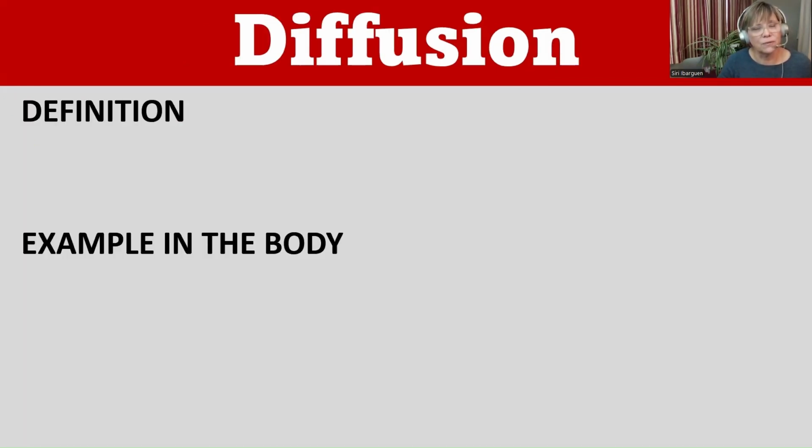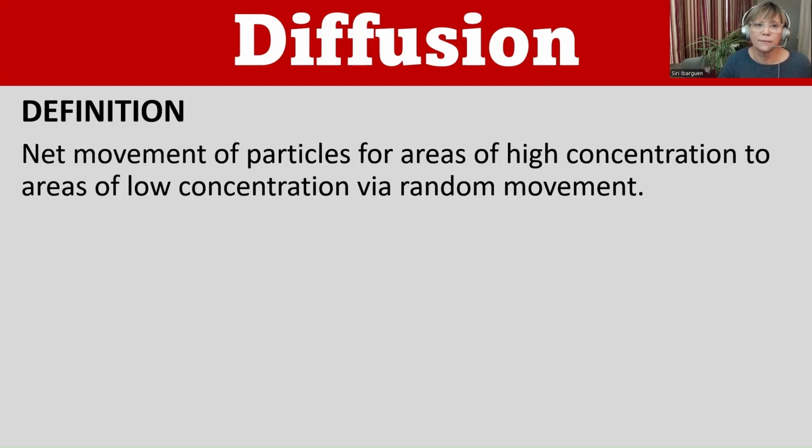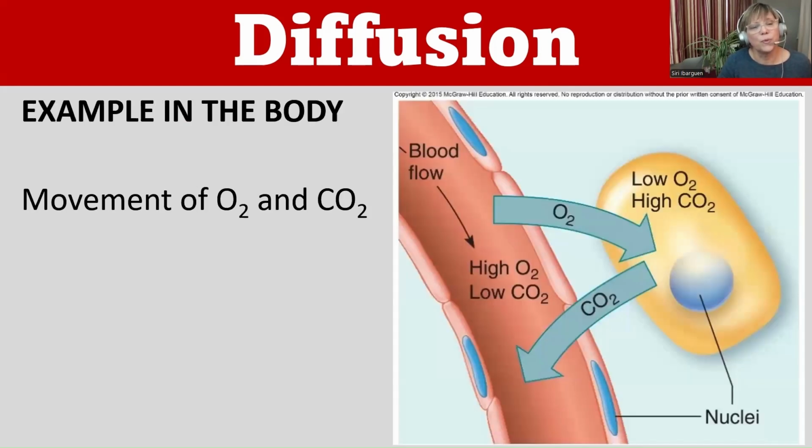So think about diffusion and its definition and an example in the body. Diffusion is the net movement of particles from areas of high concentration to areas of low concentration via this random movement. An example of this in the body would be the movement of gases, oxygen and carbon dioxide, going from areas of high concentration to low concentration.